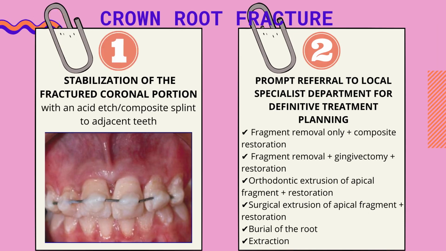Crown root fracture. Initial treatment for crown root fracture usually involves stabilization of the fractured coronal portion with an acid etch or composite splint to adjacent teeth and prompt referral to local specialist department for definitive treatment planning, which may include fragment removal only and resin composite restoration, fragment removal and gingivectomy then restoration, orthodontic extrusion of apical fragment and restoration, surgical extrusion of apical fragment and restoration, burial of the root, or extraction.